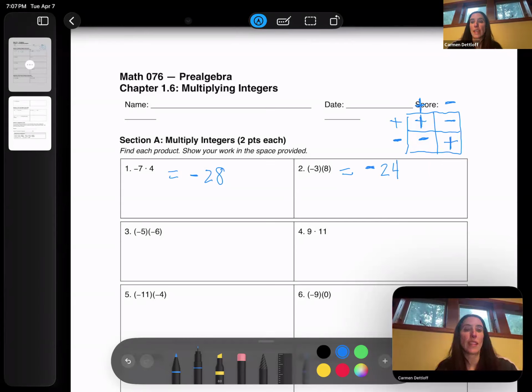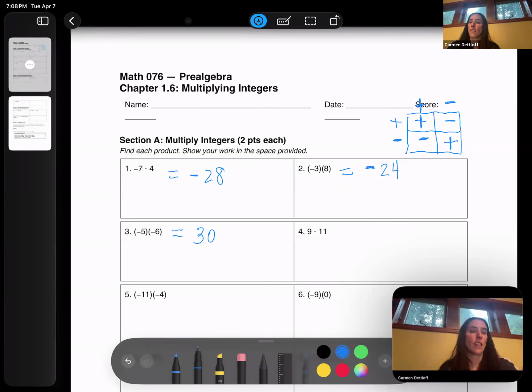Number 3, I've got a negative and a negative. I've got nerds together. It's a nerd party. And let me tell you, they're all awesome in the positive experience. As a personal nerd, I can speak to that. So I get a positive number. 5 times 6 is 30.